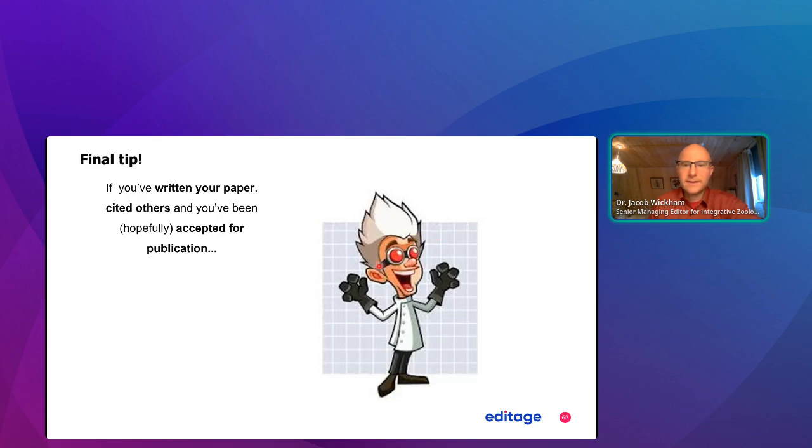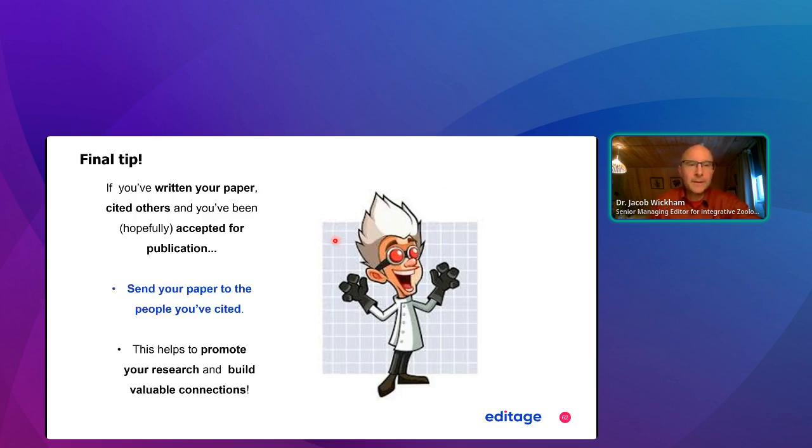Okay, so that's in conclusion. When you're writing your papers, you've cited authors, and hopefully you had your articles accepted for publication. After you publish your paper, you can send the paper to the people that you've cited. That's a great way to build your network, build connections, and also promote your own research.